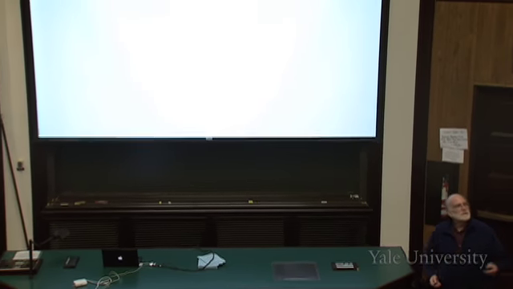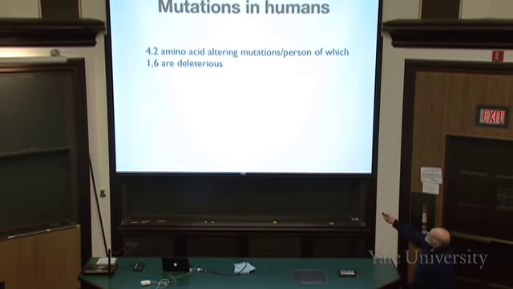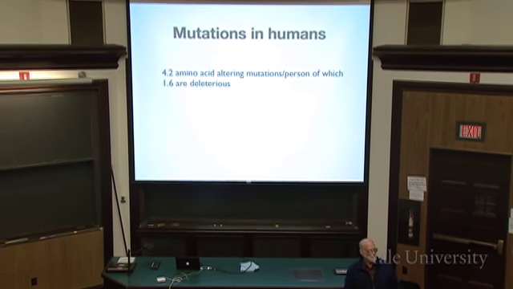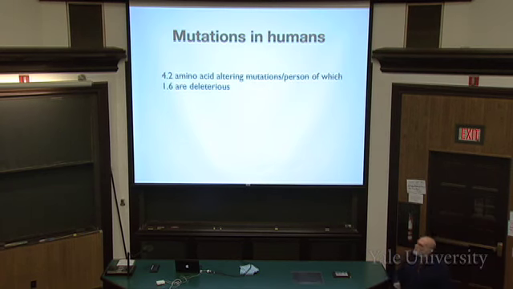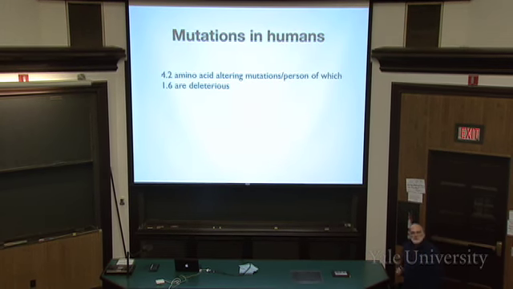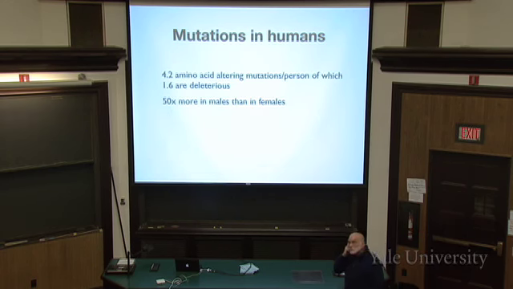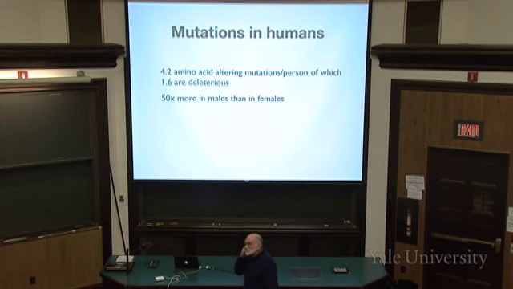Now, what is your mutation rate? Well, each of you has about 4 mutations in you that are new things your parents didn't have. And about 1.6 of those are deleterious. So this is something that's always going on. And there are about 100 of us in the room. That means there are somewhere around 150 new deleterious mutations, unique in this generation, sitting here in the classroom. Where did they happen? Well, they happen 50 times more in males than in females.